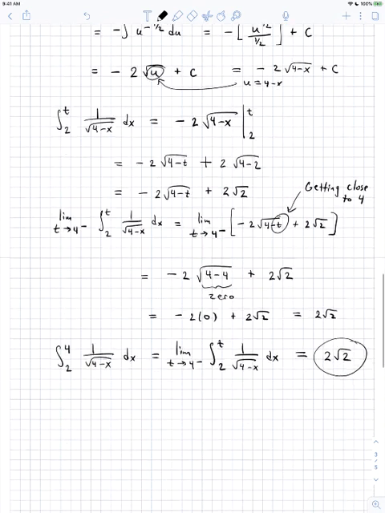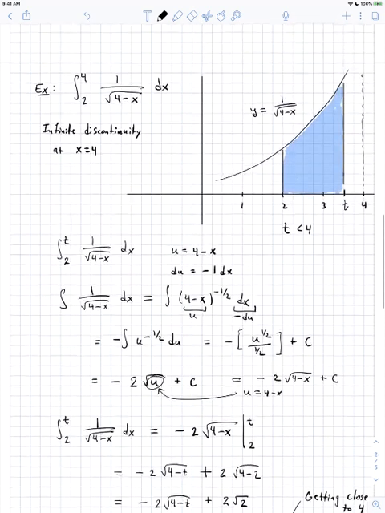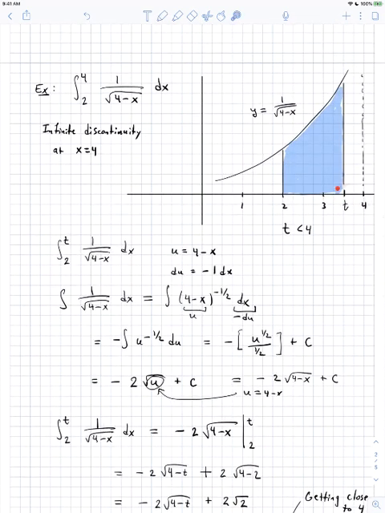So there we have an example of computing what we call an improper integral. The integral is improper because of the discontinuity. If this function were continuous at 4, then this would just be a definite integral. But since there's this infinite discontinuity, it's what we call an improper integral.